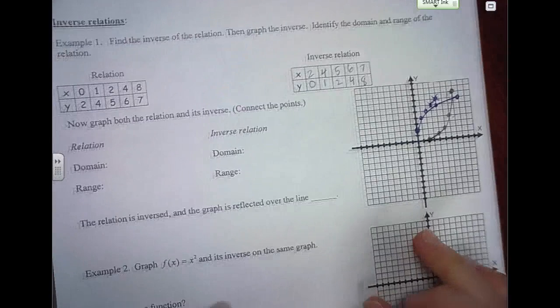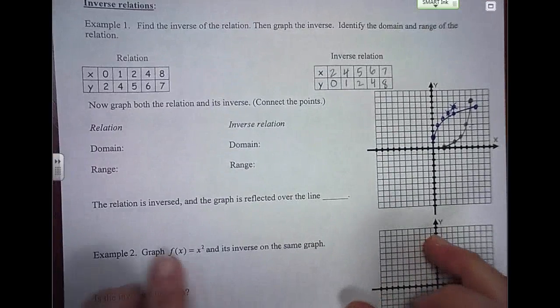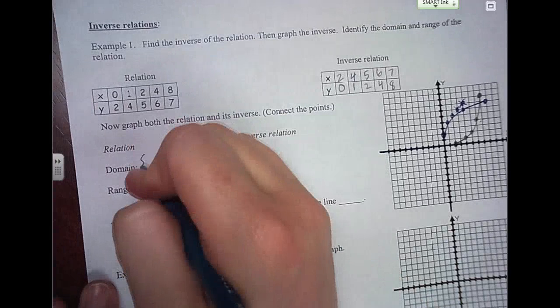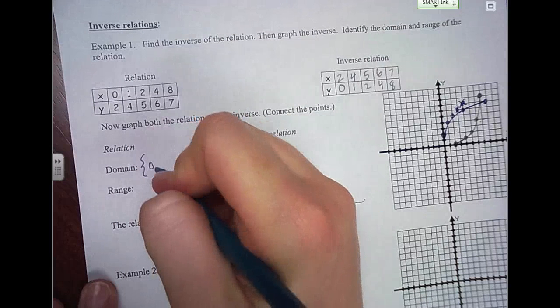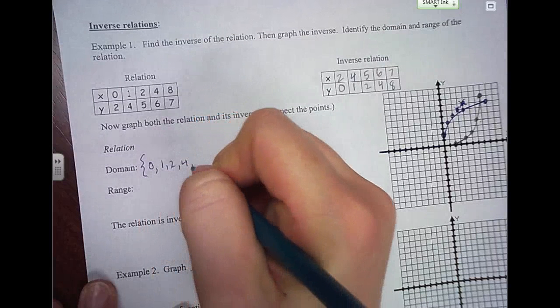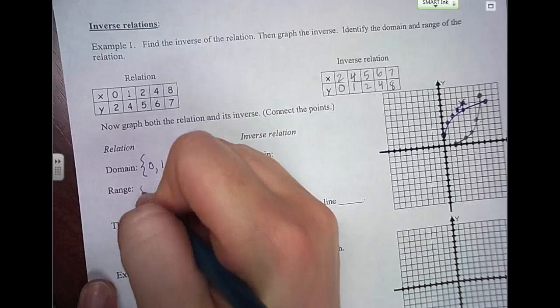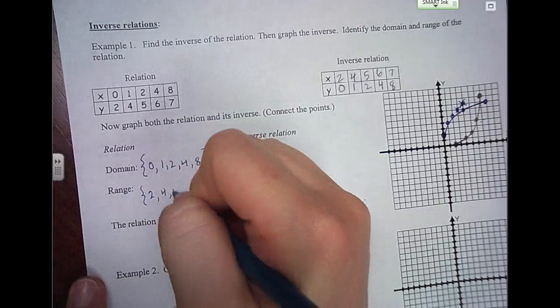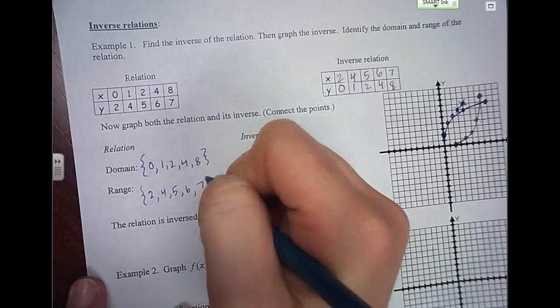Okay, so on the relation, which is this original right here, let's label the domain. The domain is our x values. So 0, 1, 2, 4, and 8. And our range is our y values. So 2, 4, 5, 6, and 7.